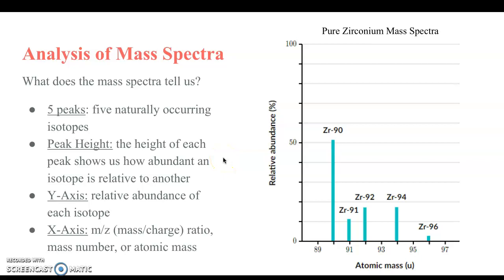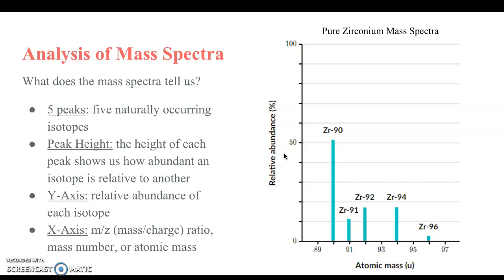The things to make note of. So first is the number of peaks. Every peak is going to represent a different isotope that naturally occurs for that element. Make note of the height of each peak because it gives you the relative abundance of each of the isotopes. The y-axis gives you the percent abundance or relative abundance.